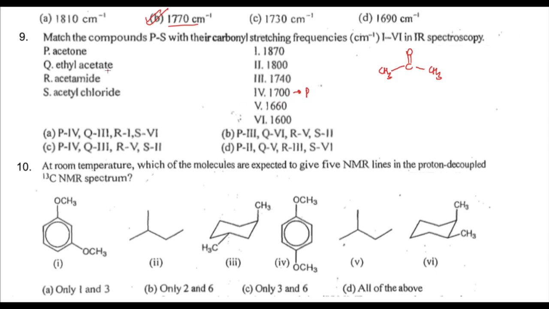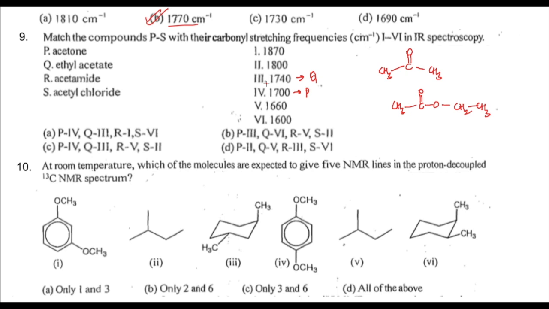Alright, the next one is ethyl acetate. If you draw this, ethyl acetate is CH3-C=O-CH2CH3. That's what you have. Now this is an ester group, right? And esters give you a peak at a higher wavenumber than the ketones, so it's going to give you a peak at 1740 cm⁻¹. So ethyl acetate is Q over here. Q will be matched with this.